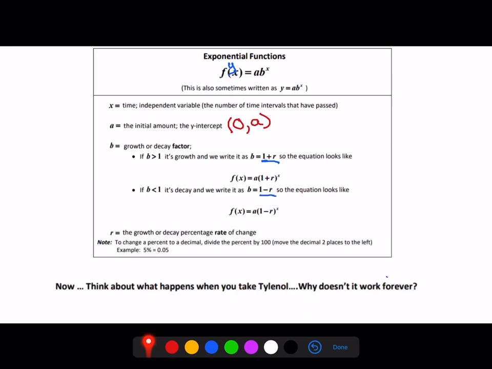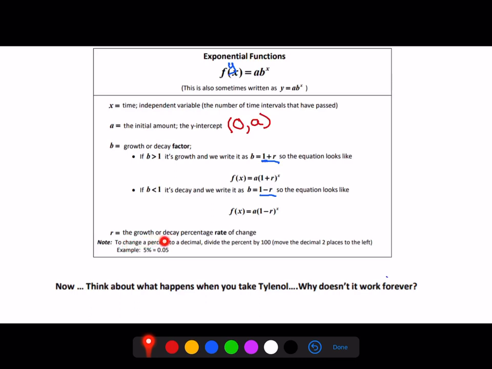So I can also replace that b value with 1 plus r if it's growth, as we can see in this function here. F of x is equal to a times 1 plus r raised to the power of x. Or if it's decay, I can substitute 1 minus r for b. So y is equal to a times 1 minus r, that's replacing b, raised to the power of x. Now, that r variable as well, that may add more confusion to this in itself.